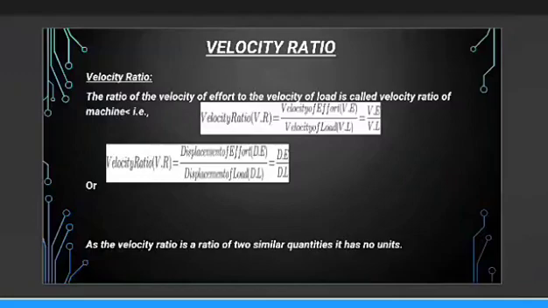There is no unit of MA, there is no unit of VR, because it is a ratio of same quantities. Velocity upon velocity or displacement upon displacement. And in terms of MA, we have load upon effort, means upar bhi Newton, niche bhi Newton. So Newton gets cancelled. So it does not have any unit. These two formulae are very, very important, so please make a note of it. I repeat, MA is load by effort and VR is displacement of effort upon displacement of load.